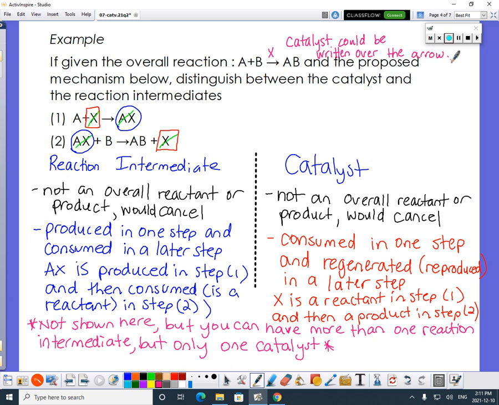You might even see sometimes a little triangle, which means heat is required. You might see H nu, which means UV light is required. Generally speaking, when there's a very specific type of condition required for a reaction to go, then writing it over the arrow can sometimes be used as the notation.